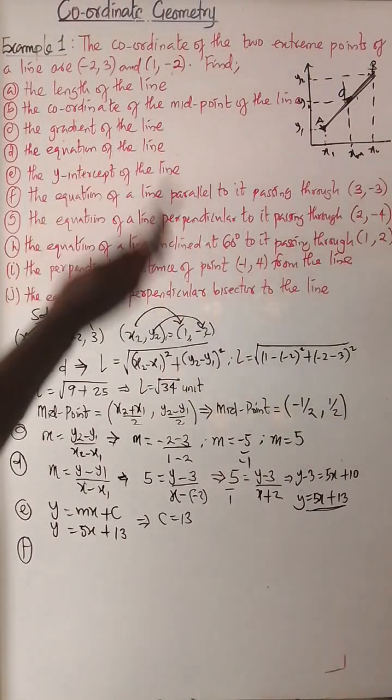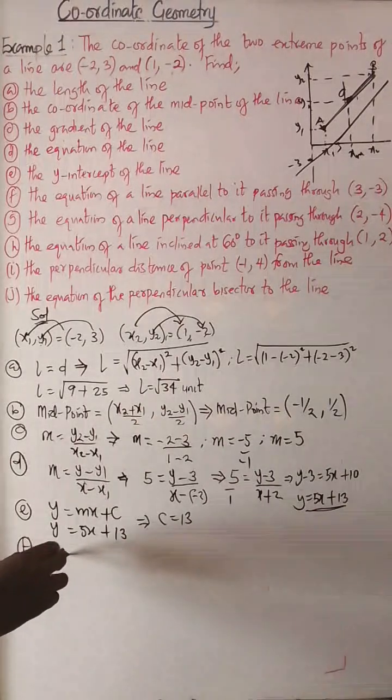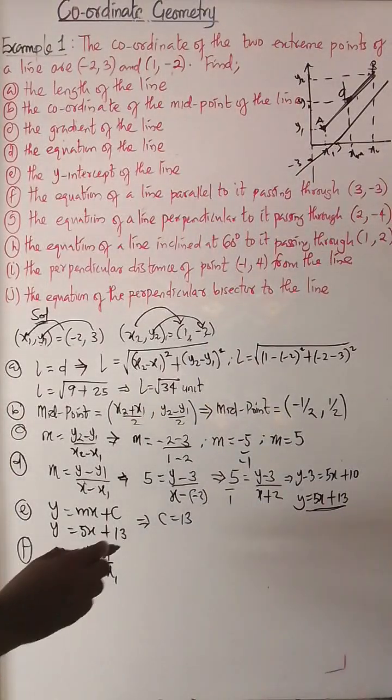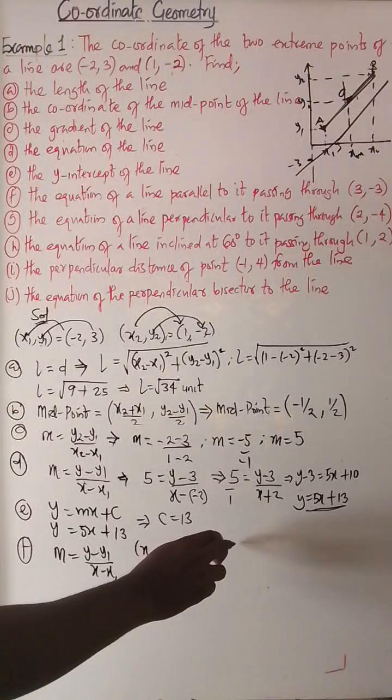What is F? We are looking for the equation of another line parallel to it. So we have another line that is parallel to this line, and it passes through the point 3, minus 3. So on the x-axis it passes through plus 3, then on the y-axis minus 3. Guys, I don't need to draw a diagram. As I told you, to look for the equation of a line, always use m equals y minus y1 over x minus x1. So we are told that it passes through 3, minus 3. So x1 comma y1 equals 3 comma minus 3.